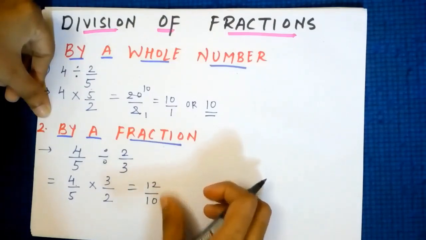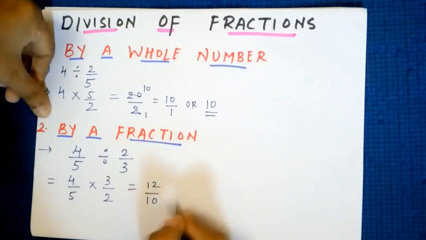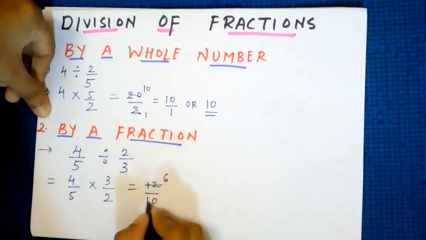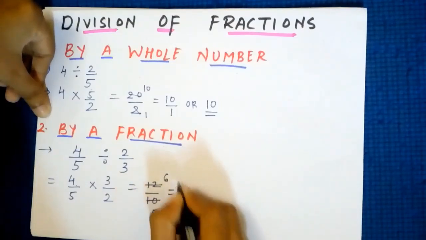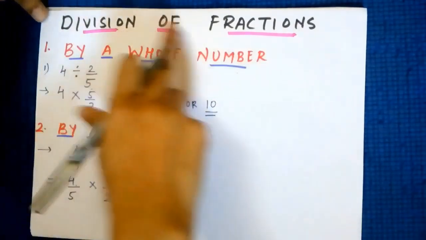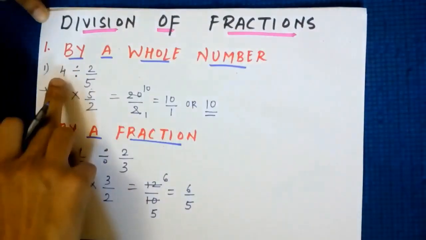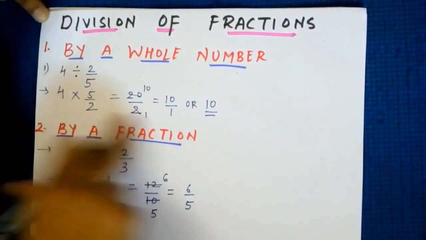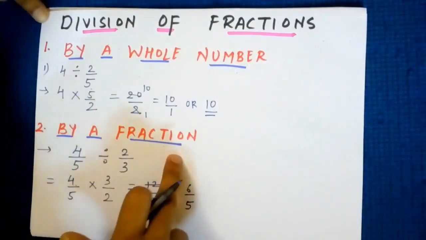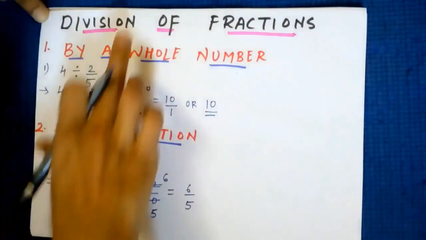Here again cancellation is possible, so you need to reduce. 12 and 10 are both divisible by 2. 2 6s are 12 and 2 5s are 10. So 6 upon 5 is your answer. So we have seen division of a fraction by a whole number, how to do it when one whole number and one fraction are given, and when both are fractions, how to divide. The very important part is you need to change the sign and take the reciprocal for division of fractions.